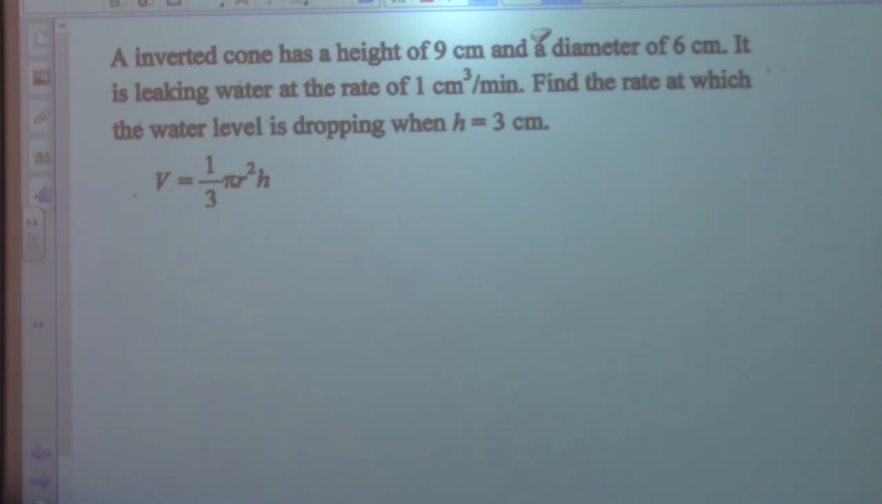So basically it's the equation of a cylinder, except the volume of a cone is 1/3 the volume of a cylinder with the same base and height, 1/3 of the volume.